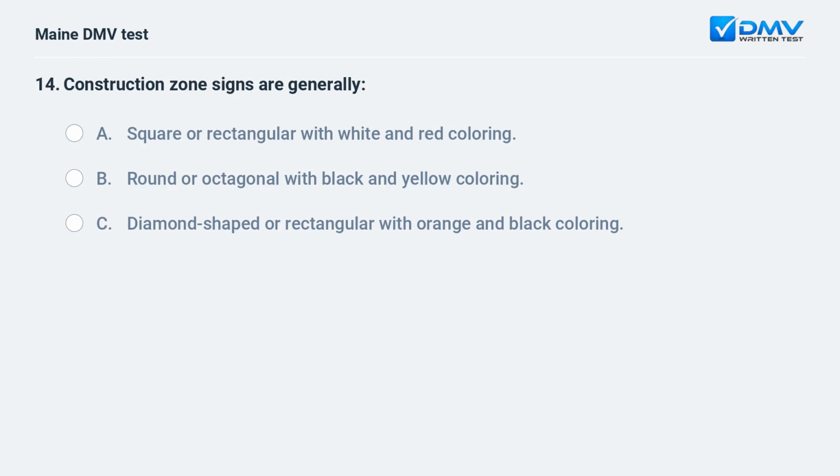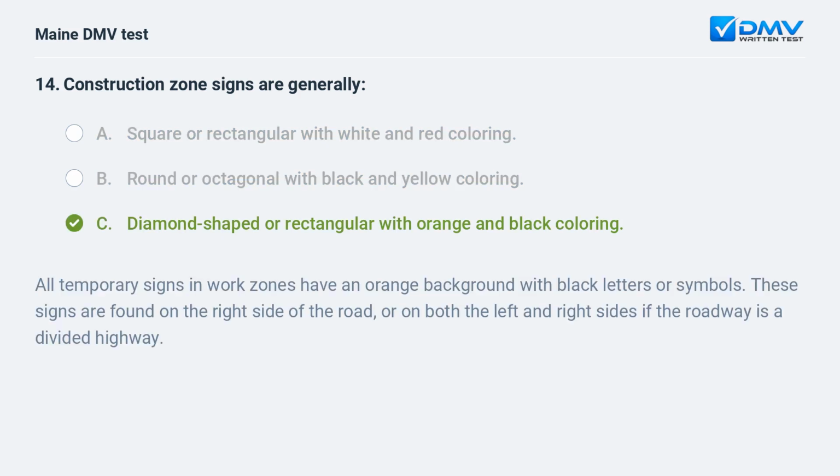Construction zone signs are generally A. Square or rectangular with white and red coloring. B. Round or octagonal with black and yellow coloring. C. Diamond-shaped or rectangular with orange and black coloring. All temporary signs in work zones have an orange background with black letters or symbols. These signs are found on the right side of the road, or on both the left and right sides if the roadway is a divided highway.